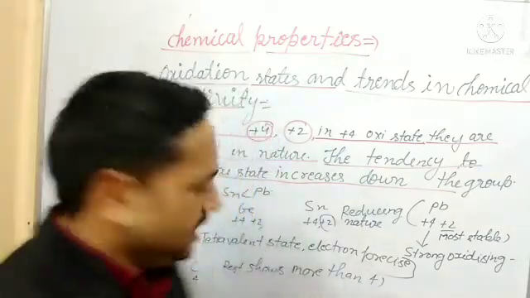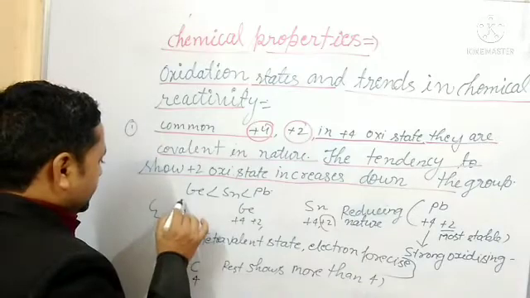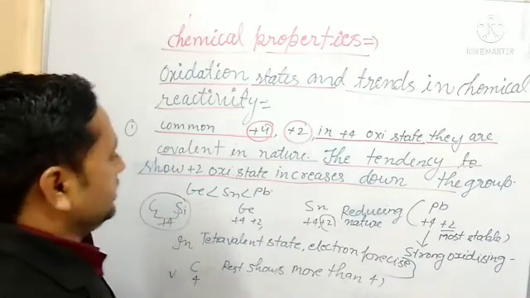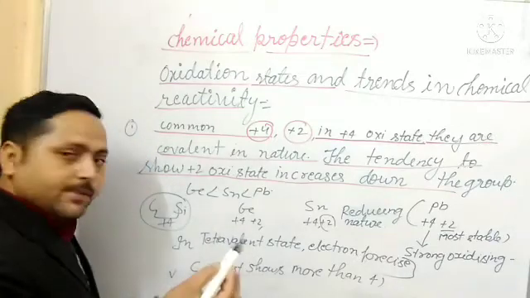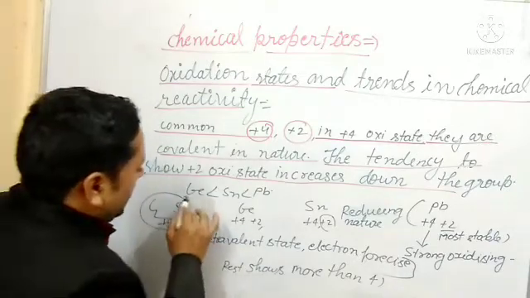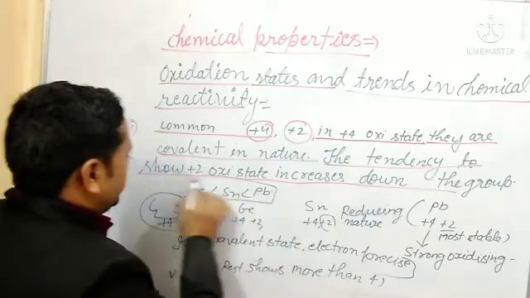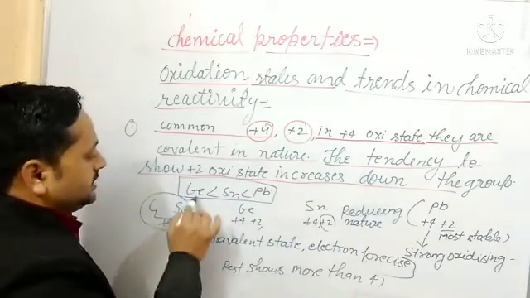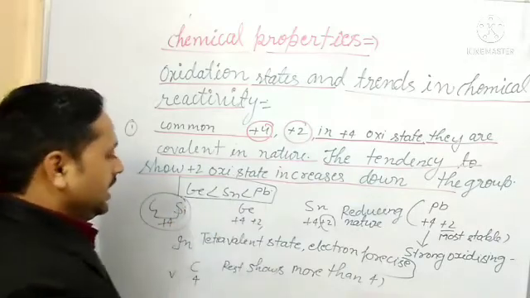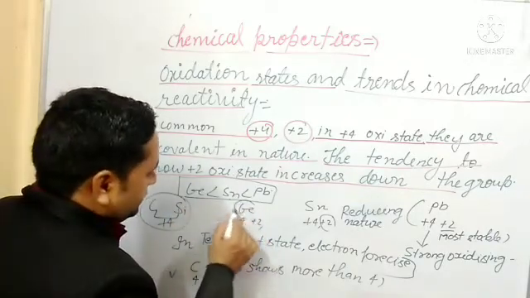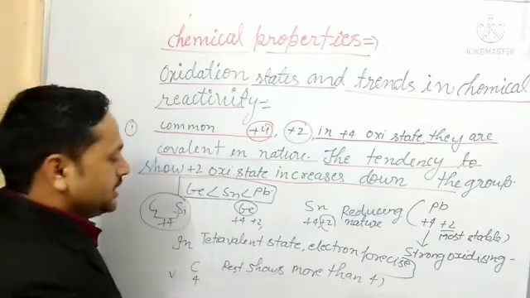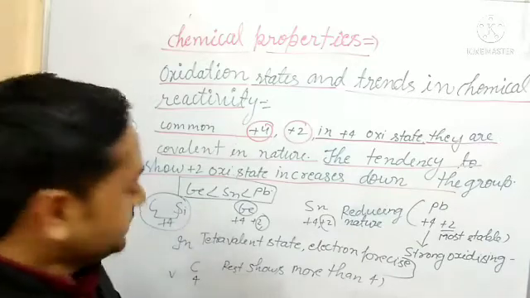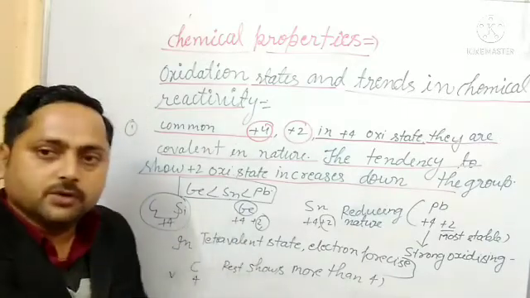So let us see here. Carbon and silicon show the +4 oxidation state. The order of showing the +2 oxidation state increases down the group. Carbon and silicon show +4, then germanium, then tin and then lead. Germanium also shows +4 and +2 oxidation states, but it forms only a few compounds in the +2 oxidation state.